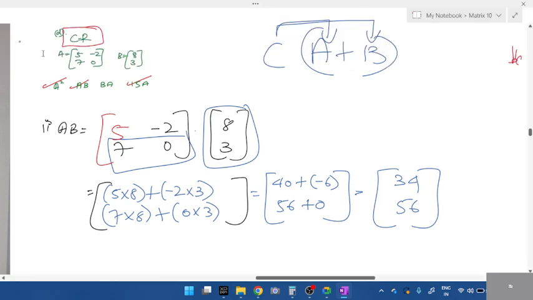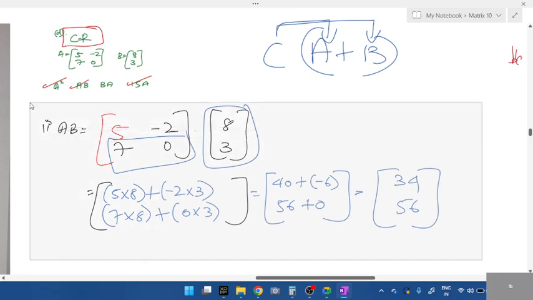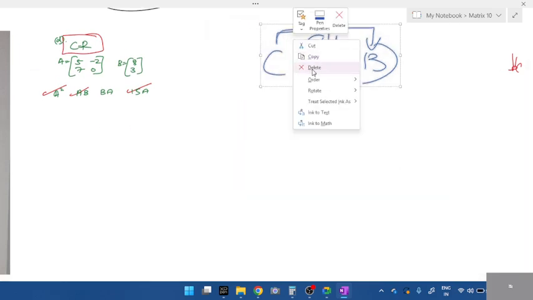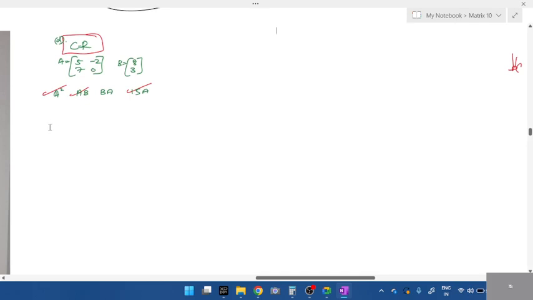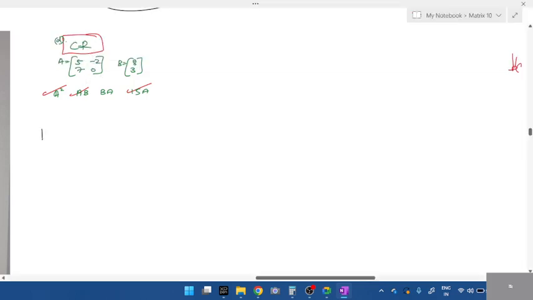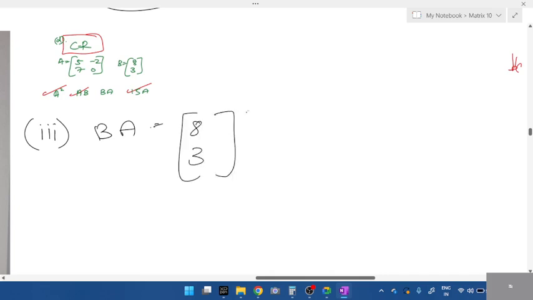Okay, completed. Next one. What about BA, students? See, copy BA. They've asked, is it possible? So next one is third question, BA. Now, whichever matrix they've given, write that matrix first. 8 and 3 should be written first. Beside that, A matrix. A matrix is 5 minus 2, 7, 0.